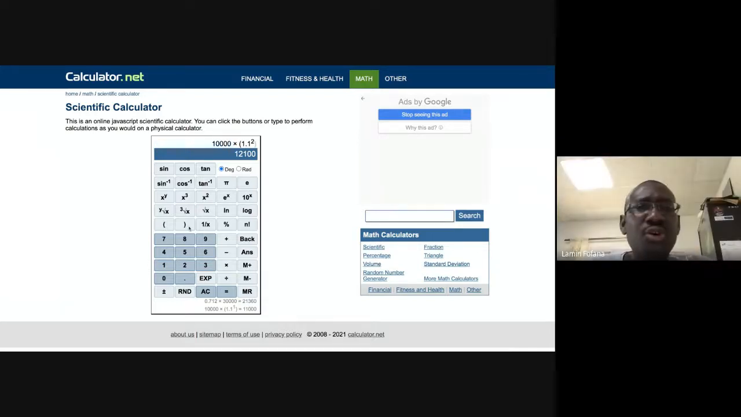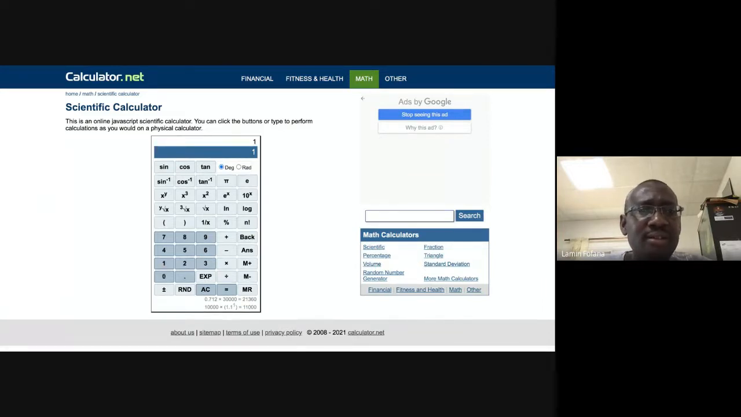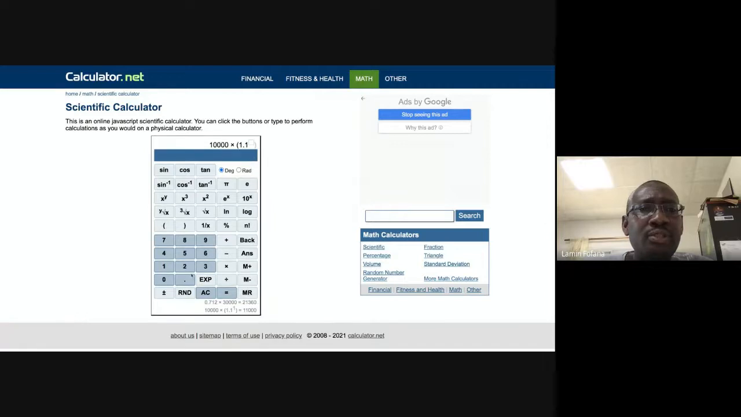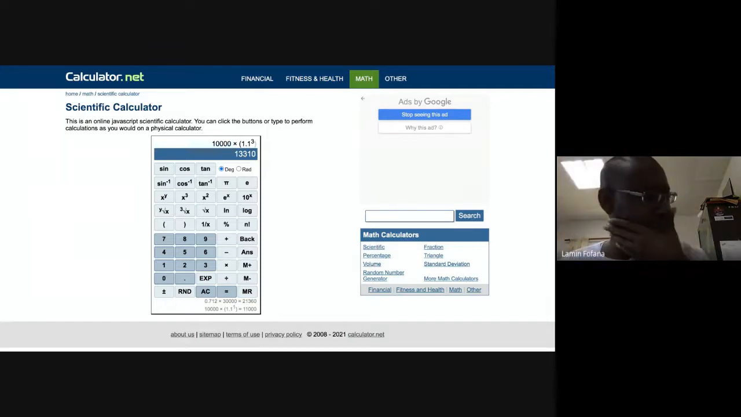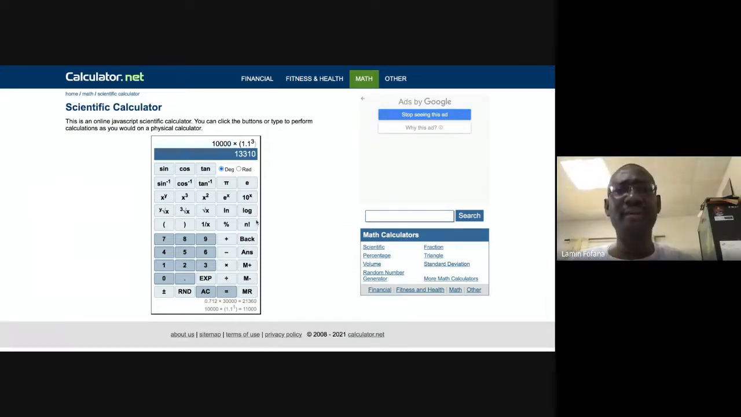Right. So if you do raised to power 3, the same thing. I just clear. So I say 10,000 multiplied by, let me just open the bracket, 1.1 raised to power 3 equals 13,310. Okay, so that's the way we do our compounding. Okay, it's clear, everybody?